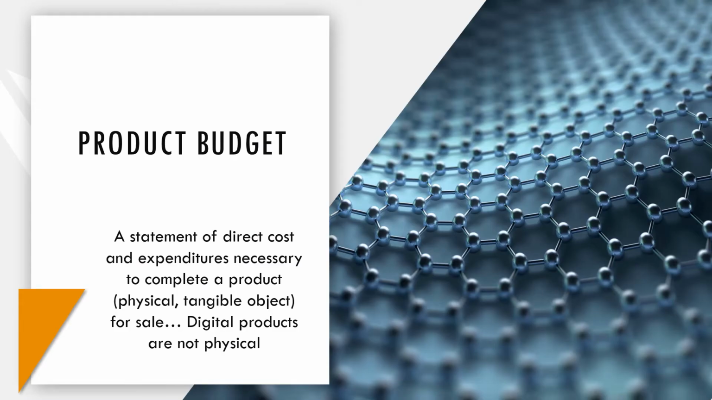First, we're going to start with the product budget. A product budget is a statement of direct costs and expenditures necessary to complete a product, a physical, tangible object for sale. Digital products are not physical.